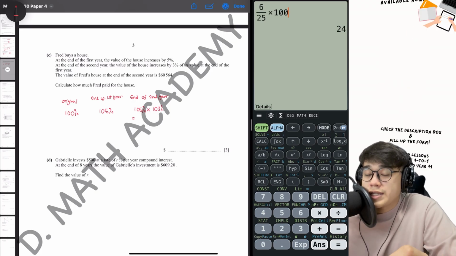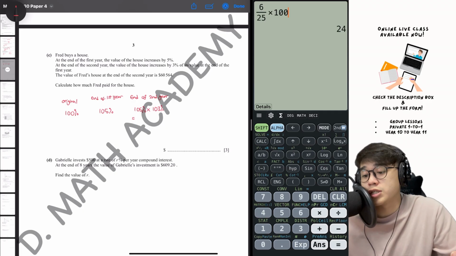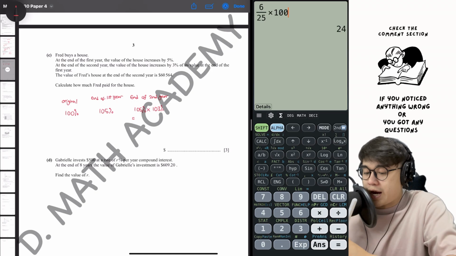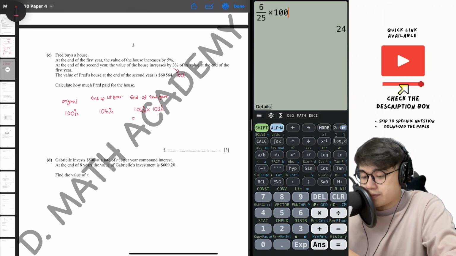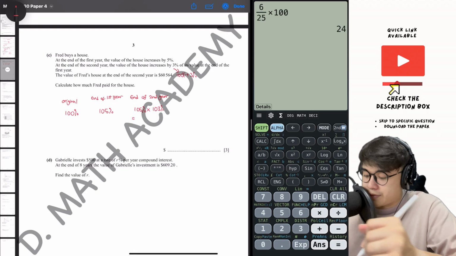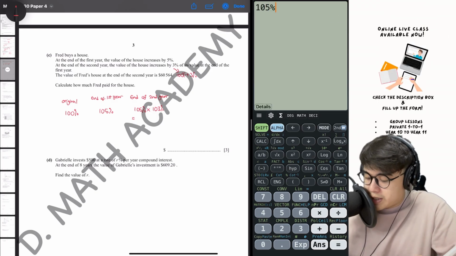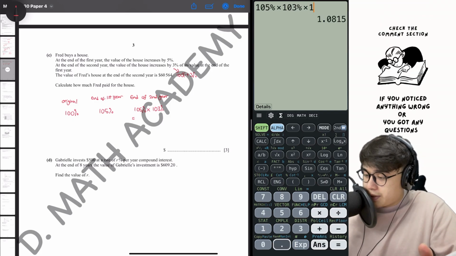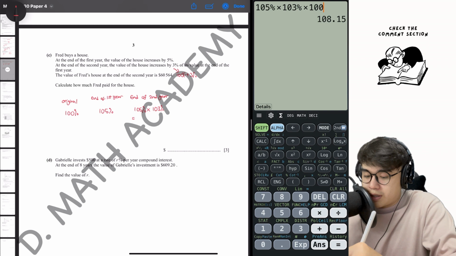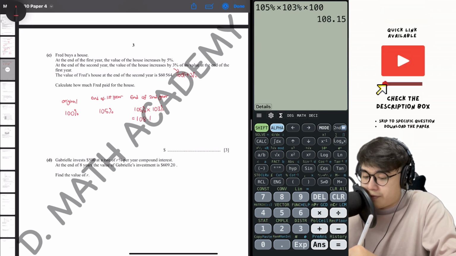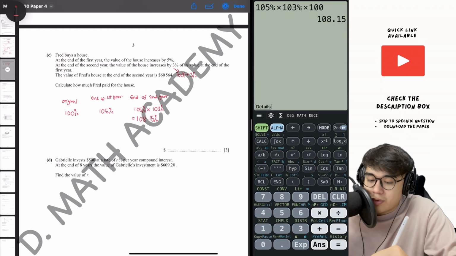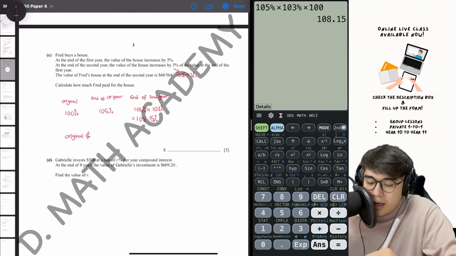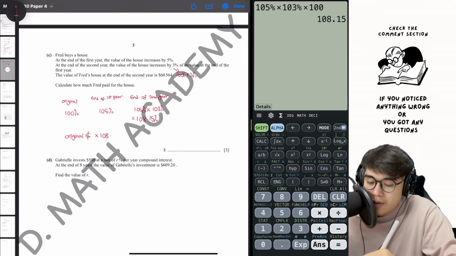The reason behind this is that they said it was increased by 3%. So it increases from its value, hence it's actually 100% plus 3%. You need to add the 100%, else you won't get the updated percentage here. So I have to times it by 100, then I will get 108.15%.